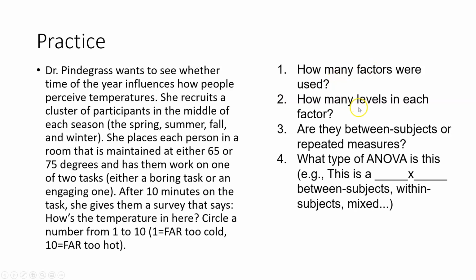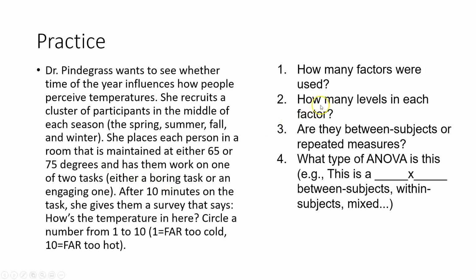How many levels were in each one? Well, the first one had 4 because she was recruiting them at different times of year, spring, summer, fall, and winter. The second one had 2 because she had 2 different temperatures, 65 and 75. And the third one also had 2 because it was a boring task or an engaging task.